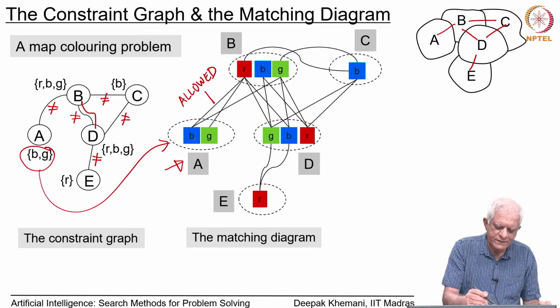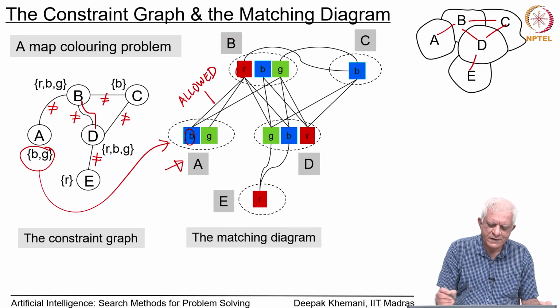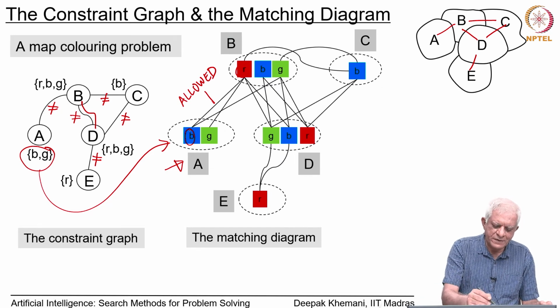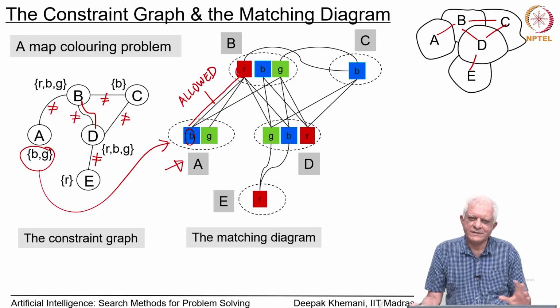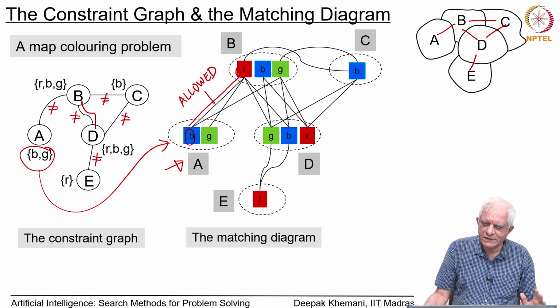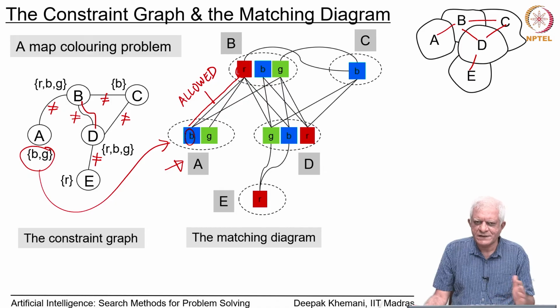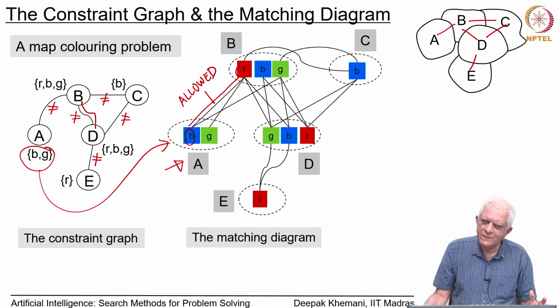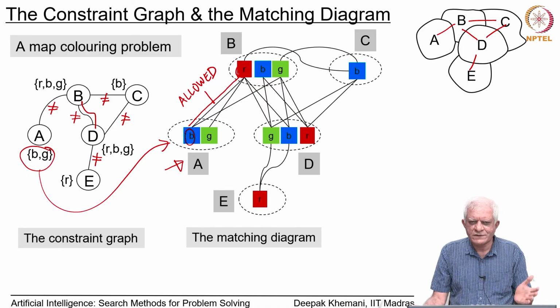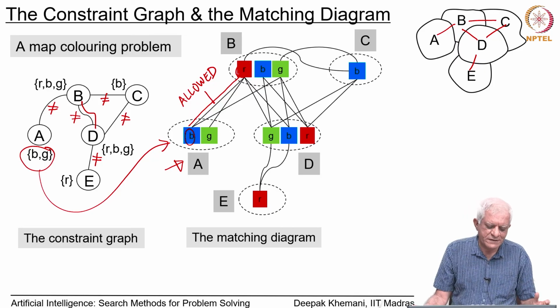So, here we are saying, for example, that blue for A is allowed with red for B, because there is an edge between B and R, essentially. So, the matching diagram explicitly tells you what combinations of values you can assign to the different variables. It is a very interesting diagram, and it is also used effectively to analyze algorithms. So, we often move between the two representations, the constraint graph and the matching diagram.